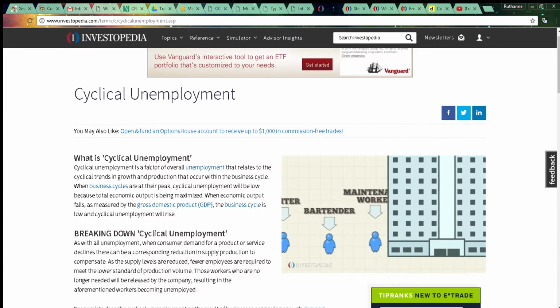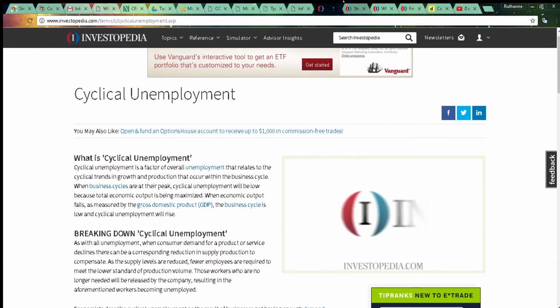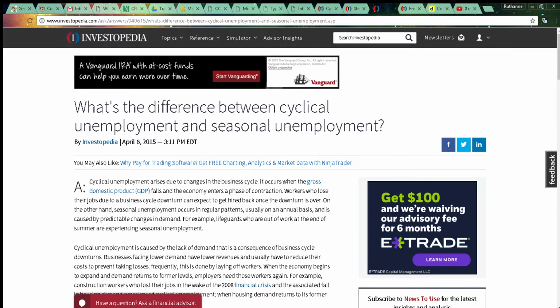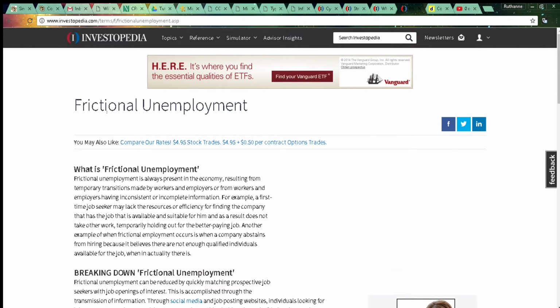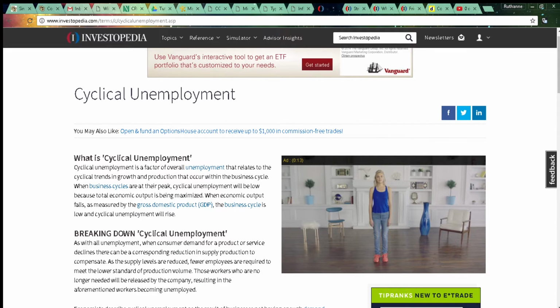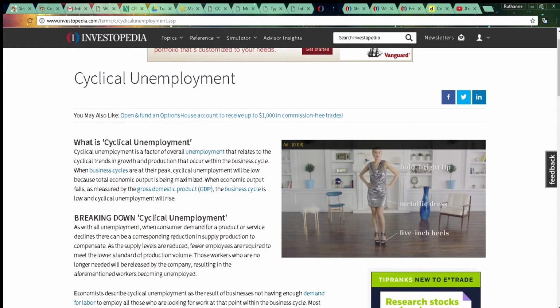So the first one here is cyclical unemployment. The next one is structural unemployment. The third one is seasonal unemployment. I couldn't find an article specifically about that, but seasonal unemployment. And then the last one is frictional unemployment. So like a lot of business terms, they are extremely obvious things.